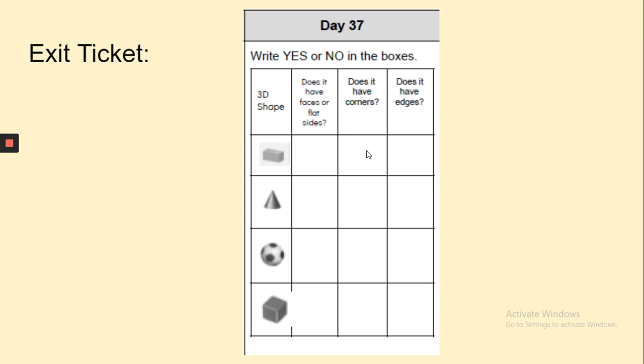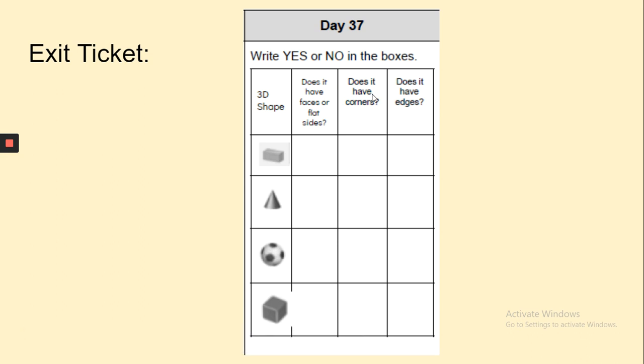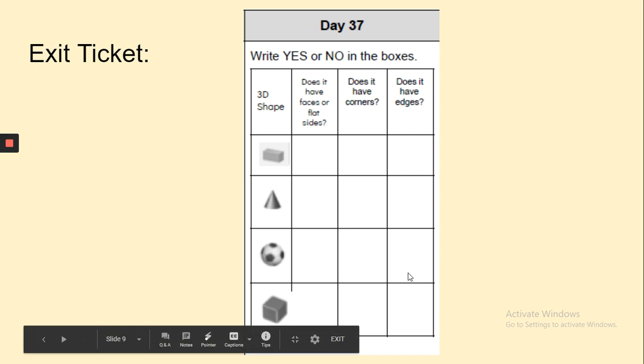The second question is, does it have corners or vertices? We learned that big word, vertices. So yes or no. And then does it have edges? Yes or no. So you have to answer it for each one. The first question says, does it have faces or flat sides? You have to answer it for every single one. Yes or no. Does it have corners? Answer for every single shape. Or we learned the word vertices. And does it have edges? So this is what needs to be turned into your teacher by the end of the day.